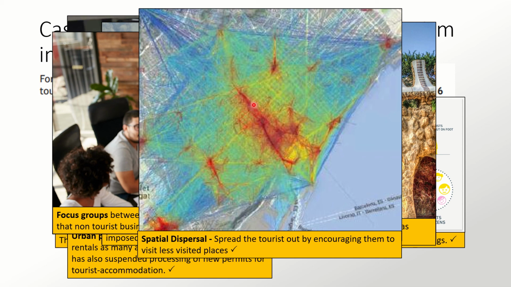This concentration down here is the long street I mentioned earlier, Las Ramblas. And what they've done is deliberately build tourist attractions further out from these areas. And this encourages this concentration of people to spread more widely and reduce their impact. It's actually quite a clever solution.